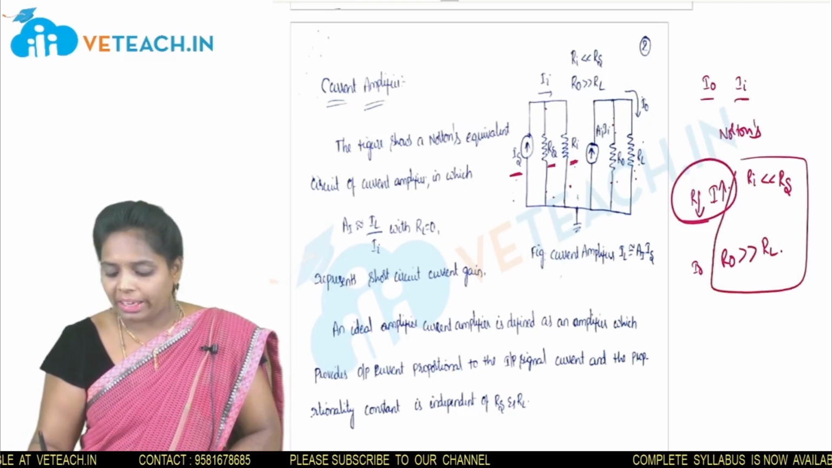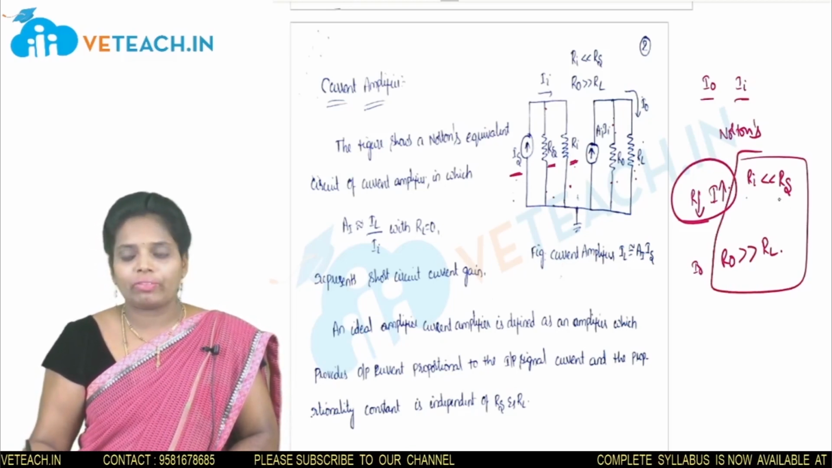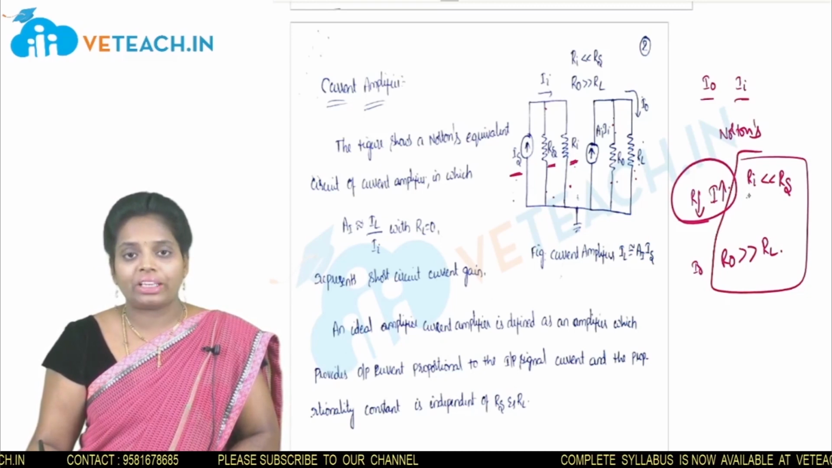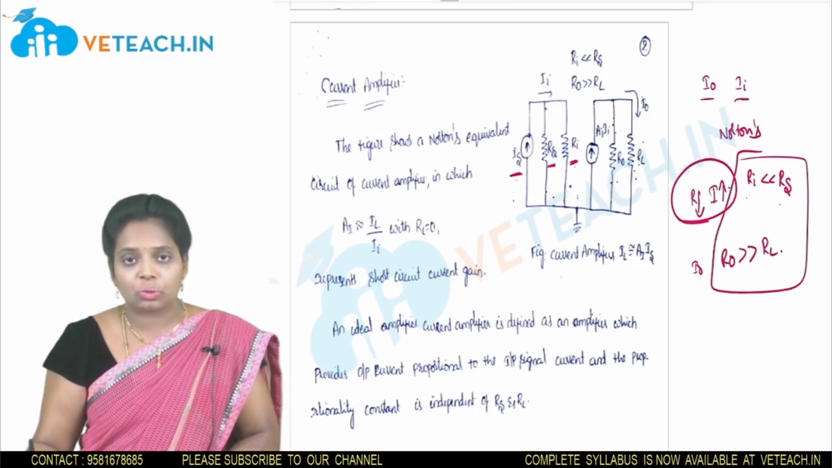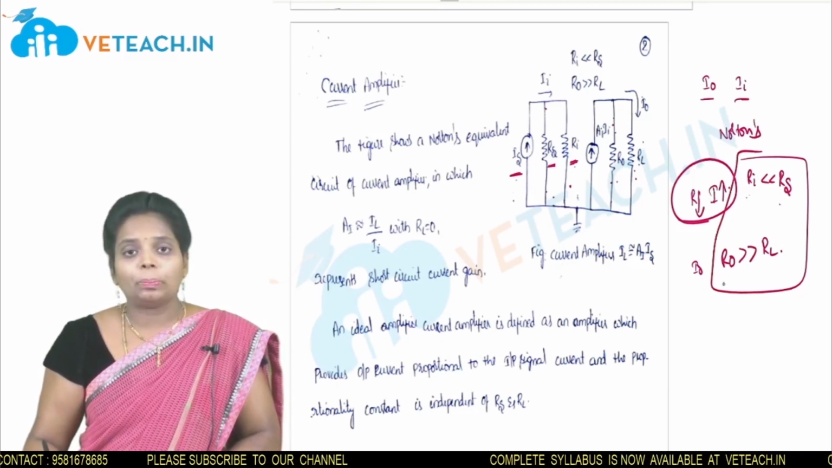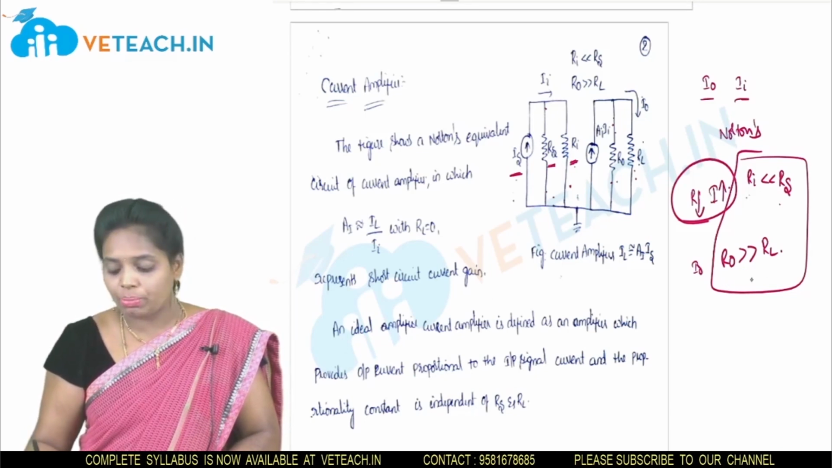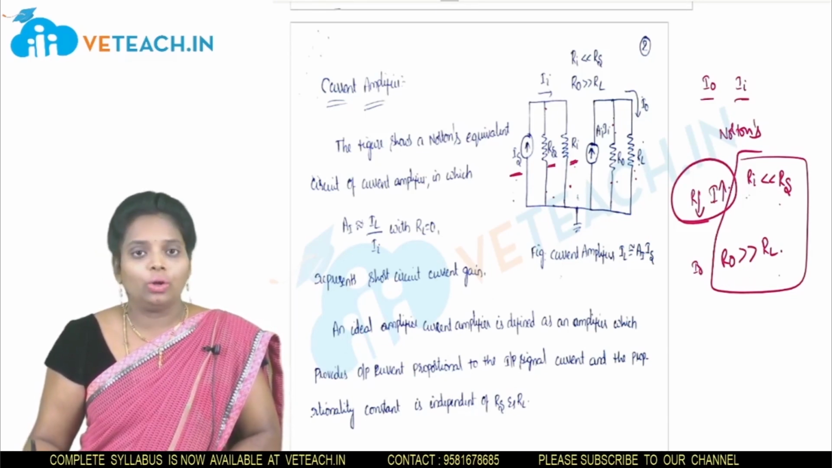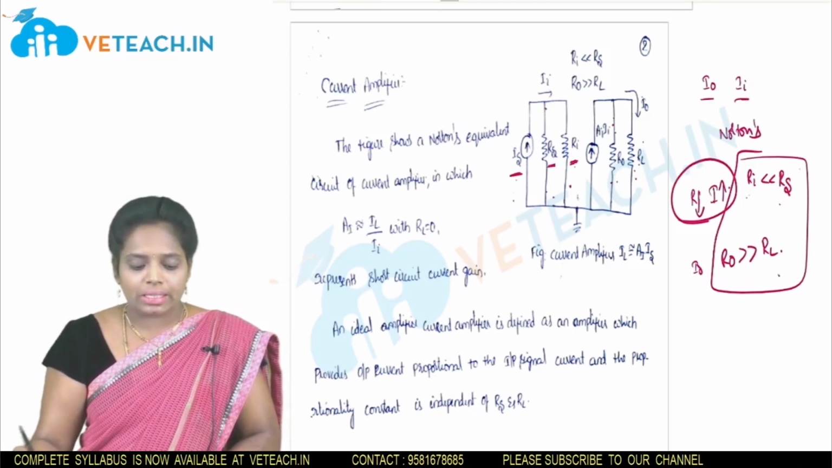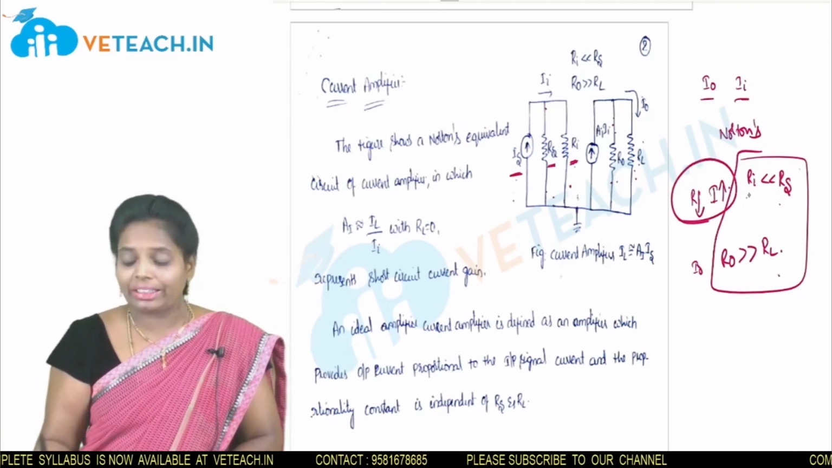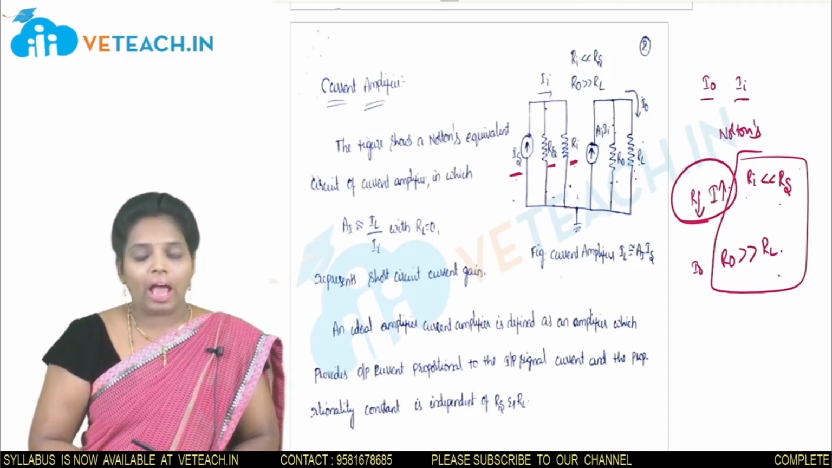The conditions must be satisfied as follows: Ri must be far less, which means the input resistance of the transistor must be less than that of the source resistance, and the output resistance of the transistor must be greater than that of the load resistor. In such cases, the amplifier is called the current amplifier.